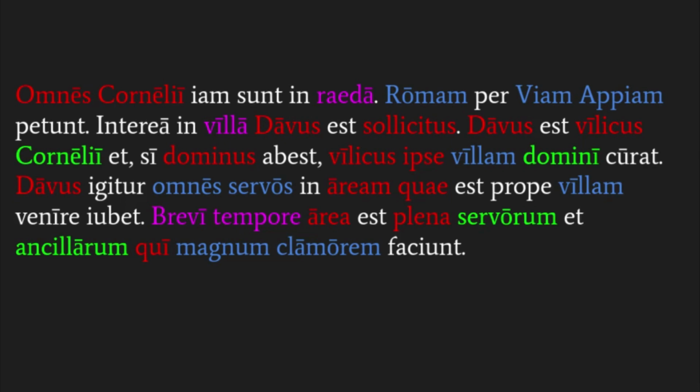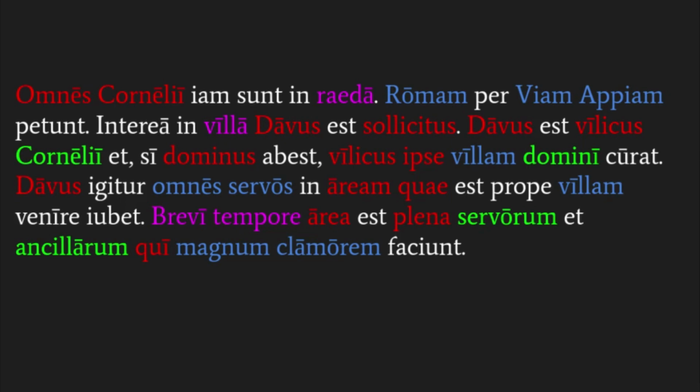And even if it did, the verb is singular, curat. There's no NT there. So it just doesn't add up for this to be a plural subject. It's genitive singular. So you're saying the overseer himself, vilicus ipse, takes care of the house of the master, or of his master, right? It's saying Davus takes care of the house when Cornelius is away.